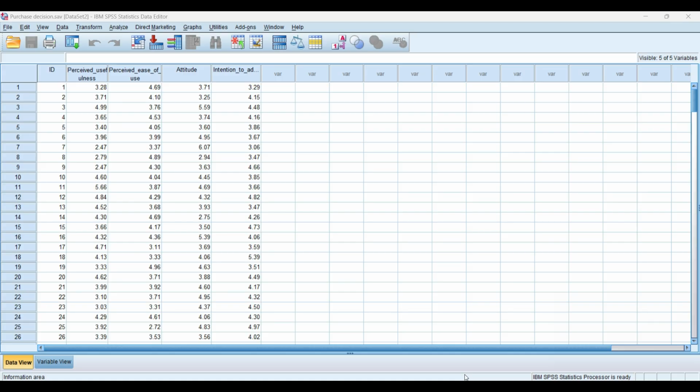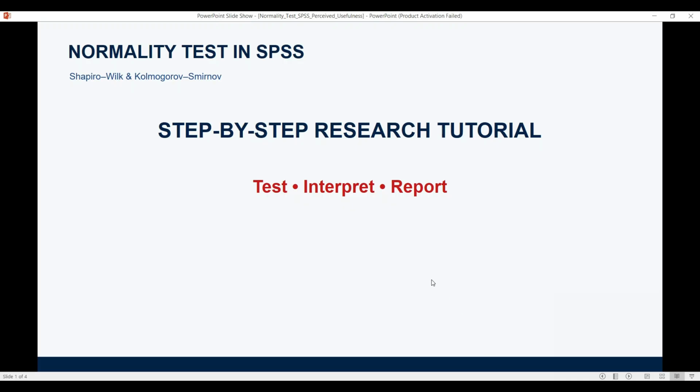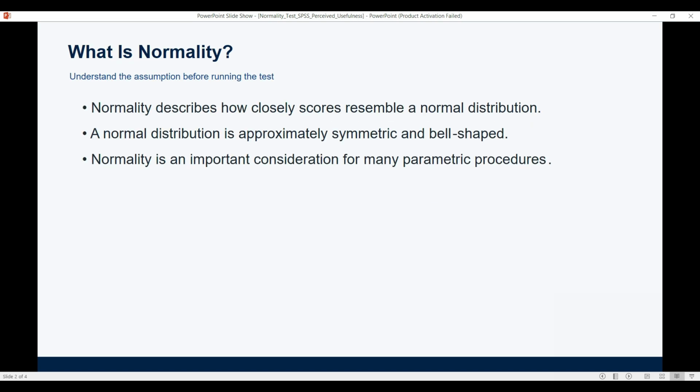So first of all, we need to learn what is normality of the data. So we come to our presentation, and we see we are going to test normality using the Shapiro-Wilk and Kolmogorov-Smirnov tests in SPSS. So what is normality? Normality describes how closely scores resemble a normal distribution. A normal distribution is approximately symmetric and bell-shaped. Normality is an important consideration for many parametric procedures.